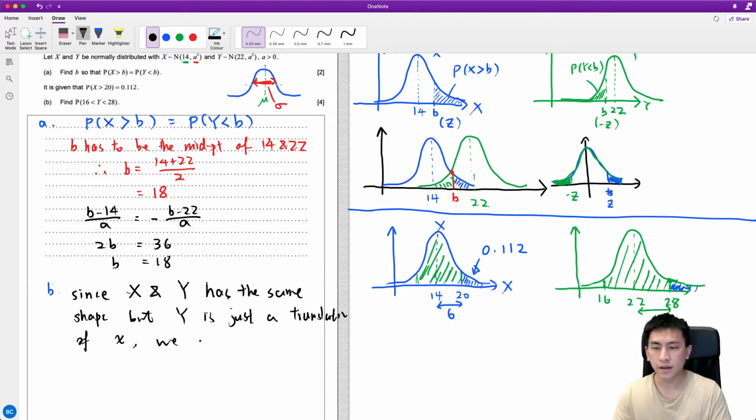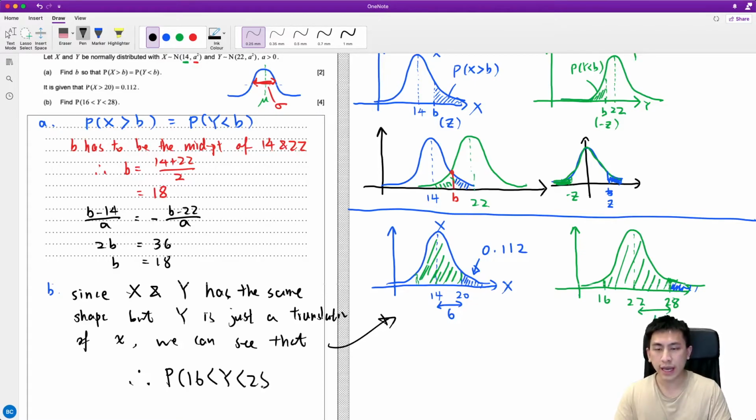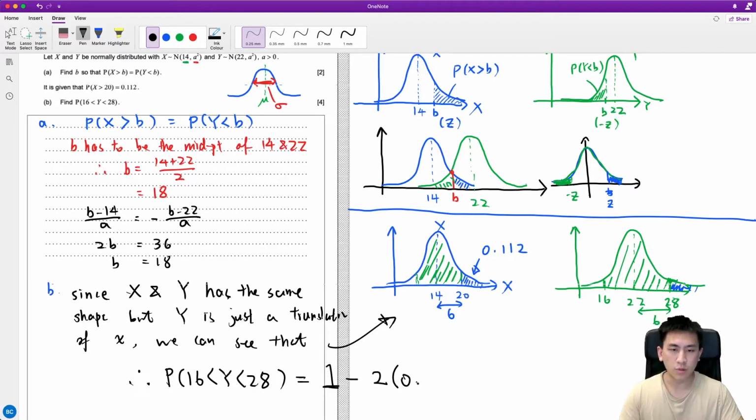We can see that, and then you can argue like the graph statement. We can see that that is the same. Therefore, the probability that y is between 16 and 28 is really just 1, which is like the whole area, take away 2 of this blue part, 2 times 0.112. All right, which is like that thing, right?